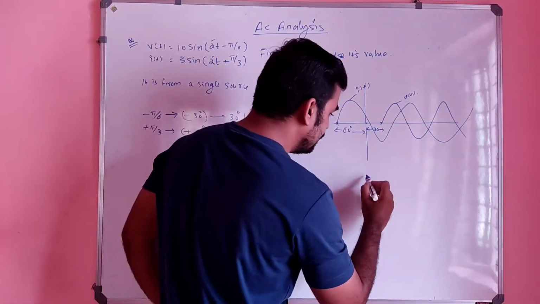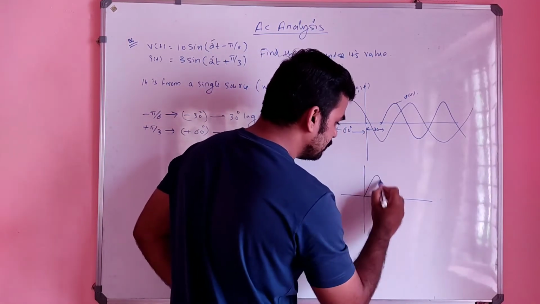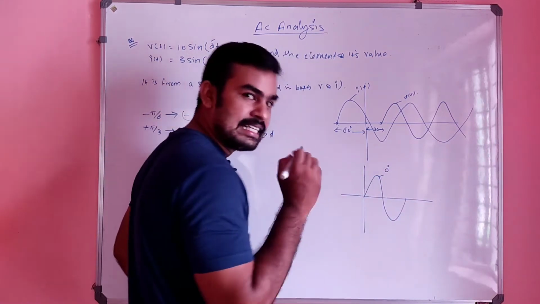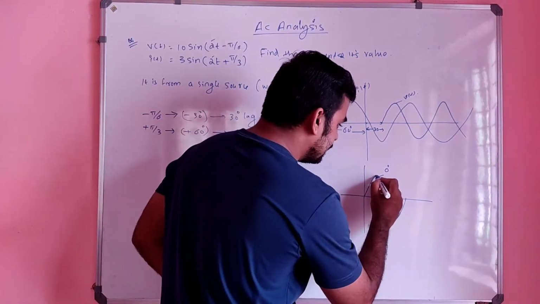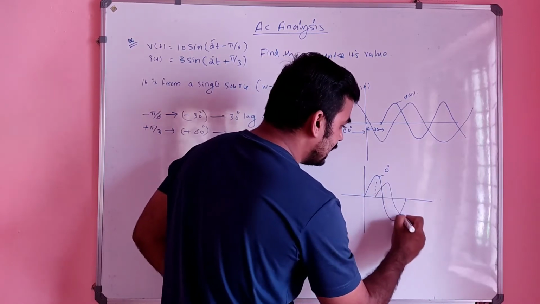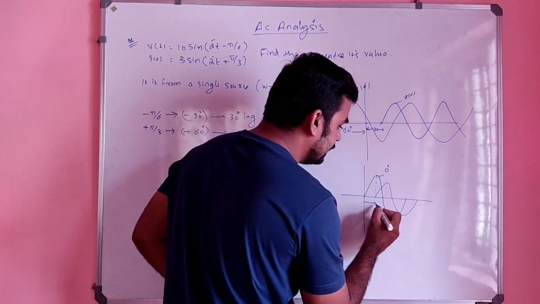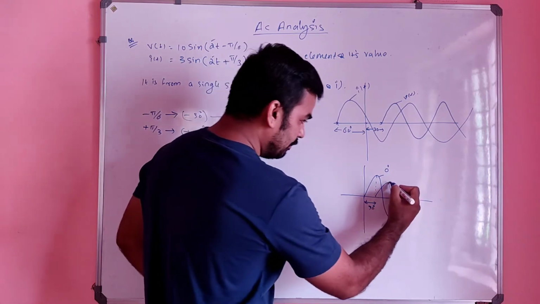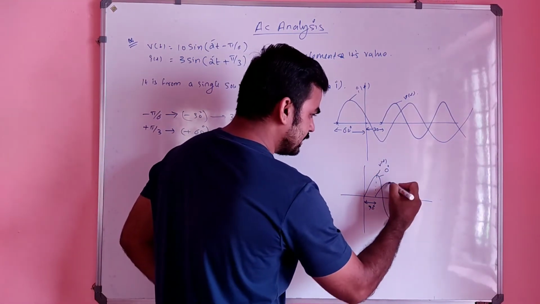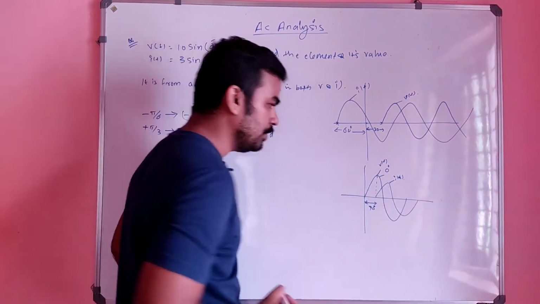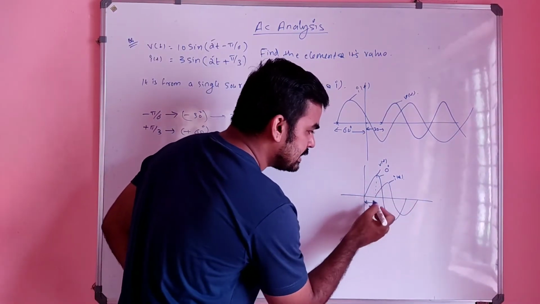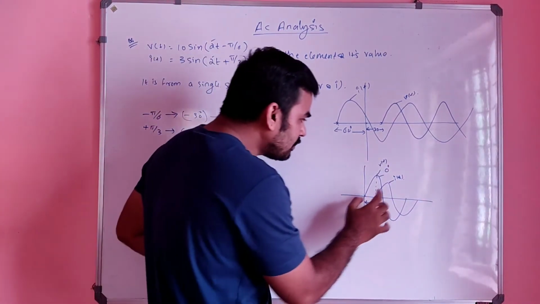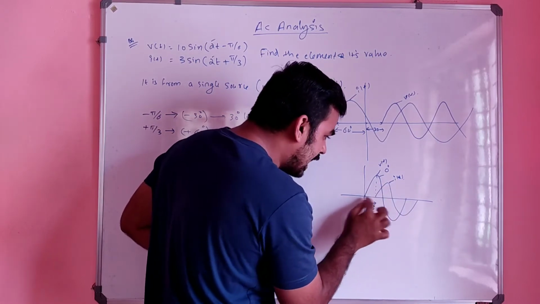In a simple manner, suppose this is my voltage waveform. This is the reference, this is 0 degree. Suppose another waveform starts exactly 90 degrees later. Let this be V of t and this be I of t. I can say that I of t is 90 degrees lagging with respect to V of t.